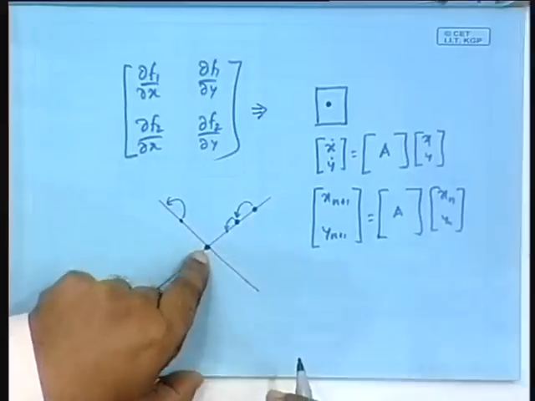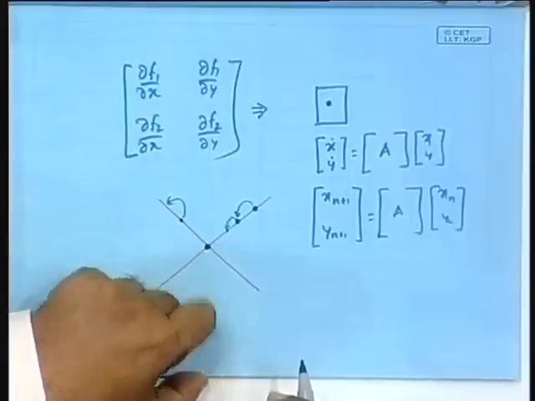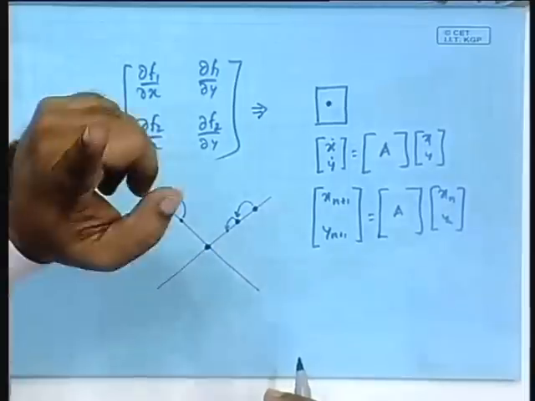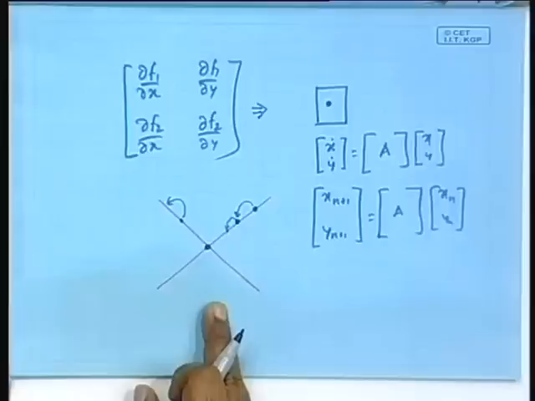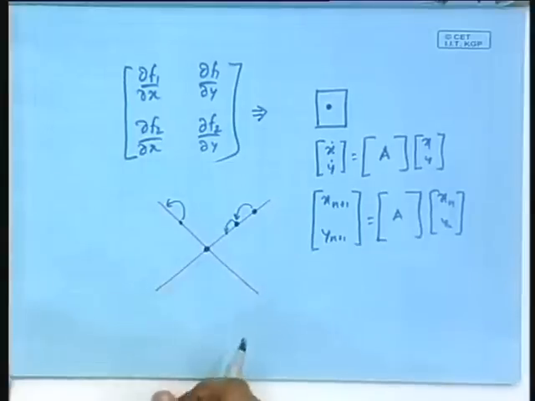The system will be stable if the eigenvalues are less than 1, which is a different condition from what we learnt for the continuous time system. There the condition was that the real part has to be on the negative side, but here the condition for stability is different. Okay.